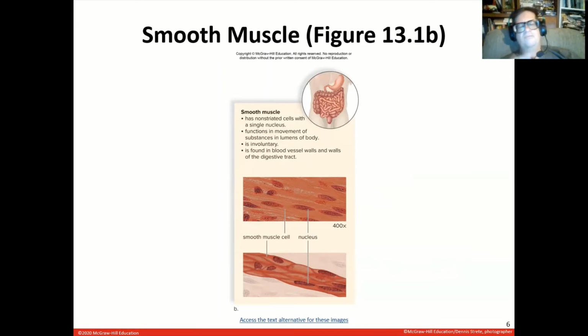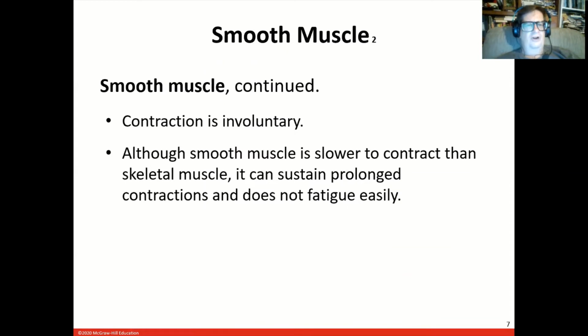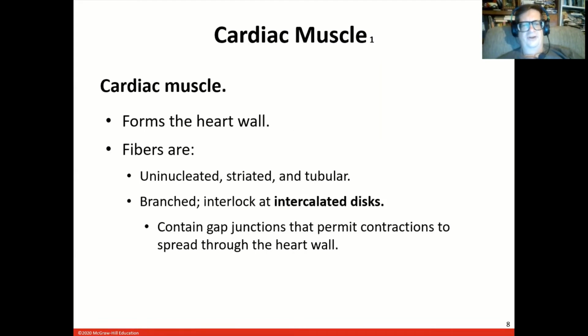You can't say, "Oh, I would like to, no, I'm done with that swallowing. I know the food's partway down, but let's stop." No, when you start swallowing, once you get down about here, smooth muscle takes over. It's going to go to the stomach. All right. Moving on. Smooth muscle contraction is involuntary, like I just said. It's slower to contract than skeletal, but it can do it for a longer time, and it doesn't get as tired. All right. Cardiac muscle, that's the heart wall.